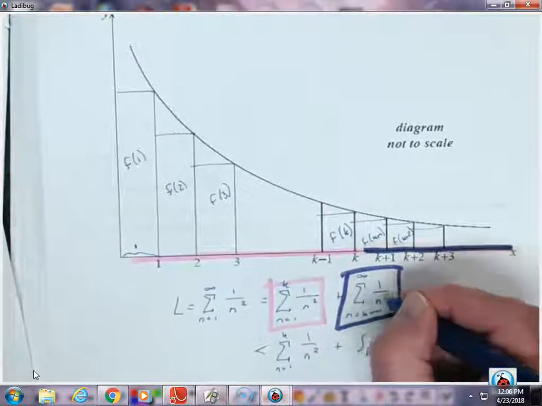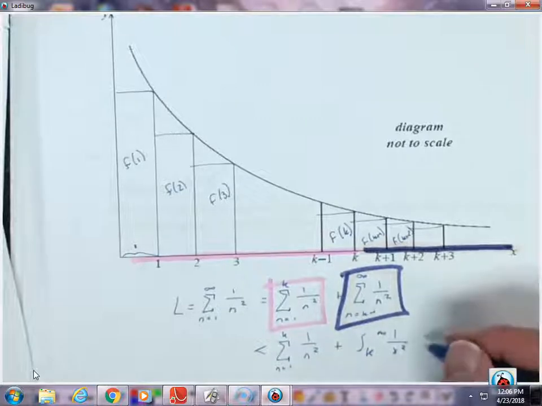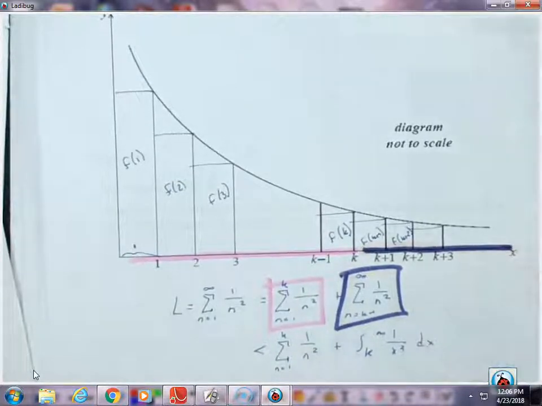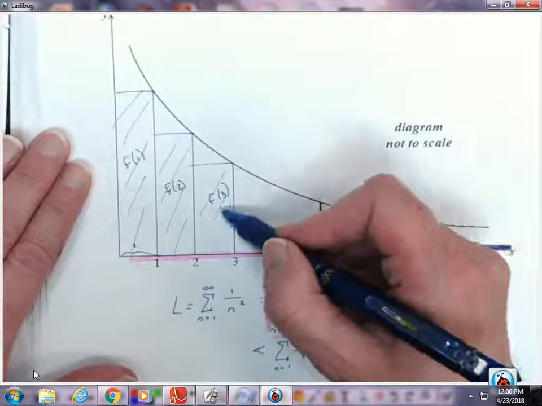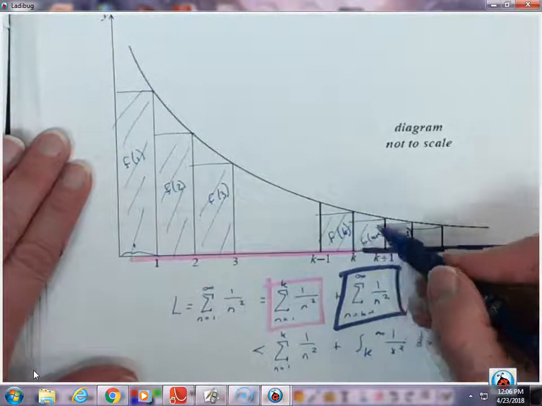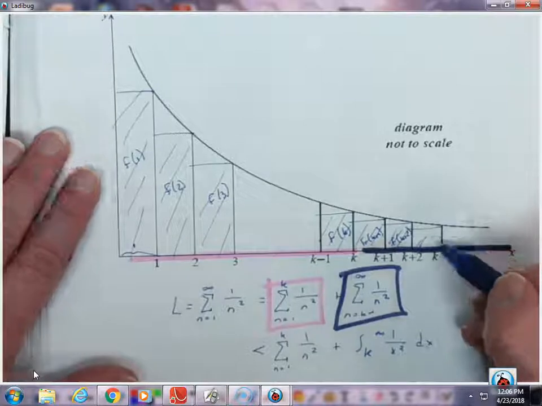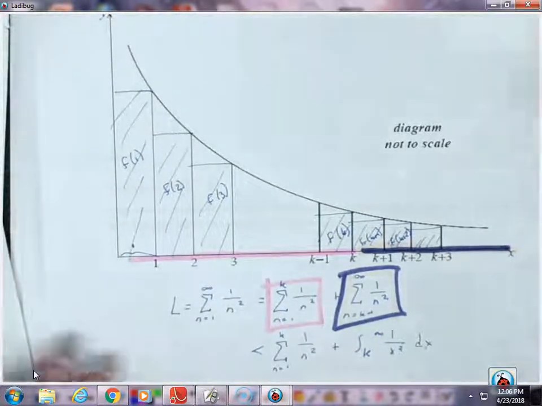And I left off the 1 over n squared here. Okay, and so we've got what they wanted as far as shading. You're shading the actual rectangles themselves, and you can see that they are smaller than the integral, and that's all on that one.